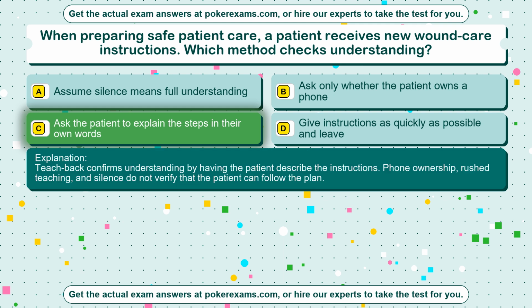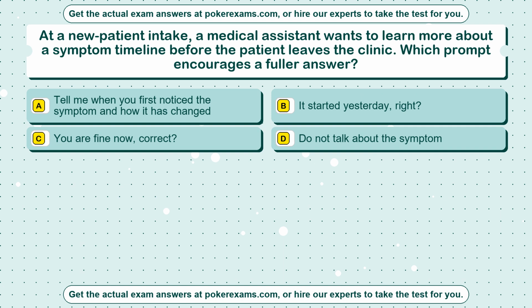Teach back confirms understanding by having the patient describe the instructions. Phone ownership, rushed teaching, and silence do not verify that the patient can follow the plan. Question 83. At a new patient intake, a medical assistant wants to learn more about a symptom timeline before the patient leaves the clinic. Which prompt encourages a fuller answer?